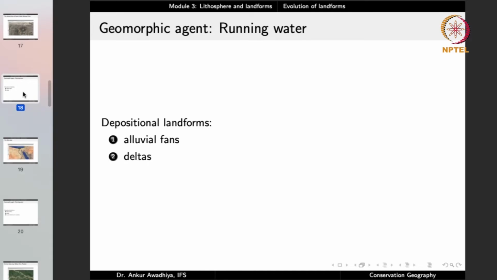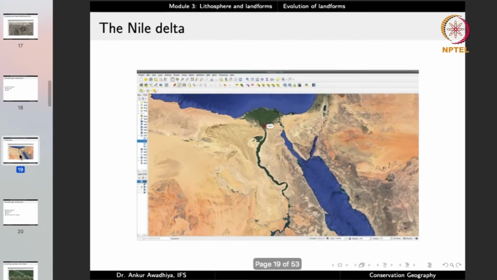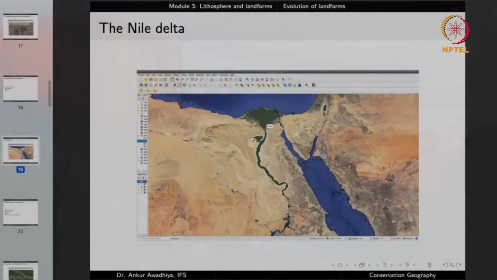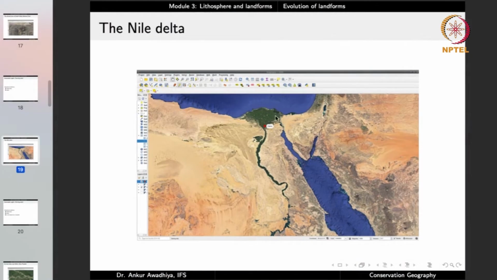Another depositional landform is the deltas, the most prominent one being the Nile Delta. So this is the Nile River. It flows from south to north direction, and when the river reaches the sea, this area is known as the mouth of the river, and here it creates a triangular shaped structure which looks very similar to the Greek alphabet delta. So a delta is a triangle, and here you have a triangular structure that gets created.